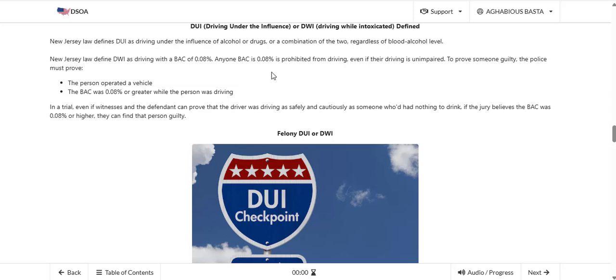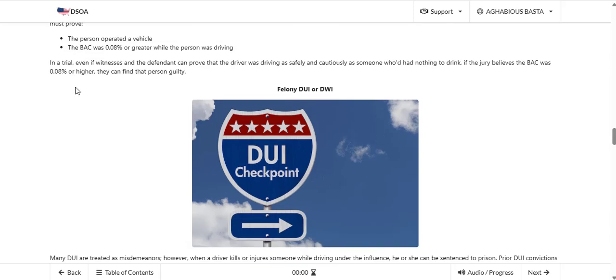To prove someone guilty, the police must prove the person operated a vehicle and the BAC was 0.08% or greater while the person was driving. In a trial, even if witnesses and the defendant can prove that the driver was driving as safely and cautiously as someone who'd had nothing to drink, if the jury believes the BAC was 0.08% or higher, they can find that person guilty.